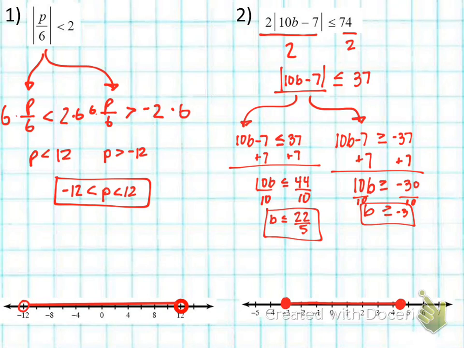Okay, so the last thing I forgot to do in number 2 is when you rewrite it, writing your final answer, you take the smallest number, which is negative 3, and then we have b that's in the middle, and then the biggest number is 22 fifths. We know b is less than or equal to 22 fifths, but it's also greater than or equal to negative 3. So that's your answer right here.